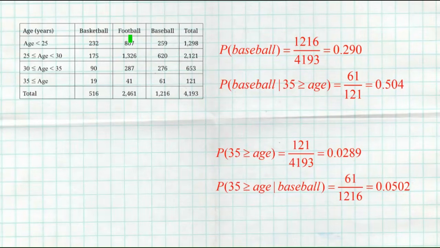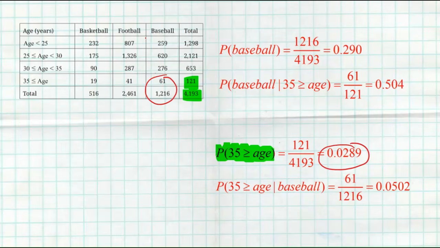You could also look at the proportion of athletes that are 35 or greater. That's the 120 out of 4,193, and that is close to 3%, right? So about 3% of athletes are 35 or older. But if we specifically look at the baseball players, adding that condition, we see that about 5% of the baseball players are of that age, showing that if you play baseball, you are slightly more likely to be 35 or older compared to all of the group in total.